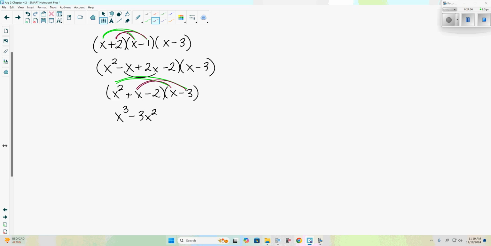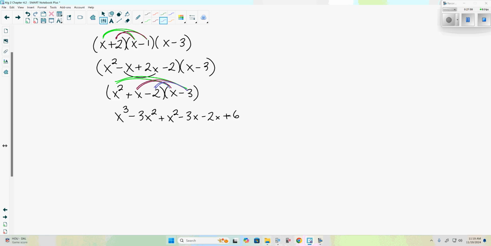Now we'll distribute our x term. X times x is going to be plus x squared. X times negative 3 is going to be negative 3x. And lastly, we'll distribute the negative 2. Negative 2 times x is negative 2x. And negative 2 times negative 3 would give us positive 6.